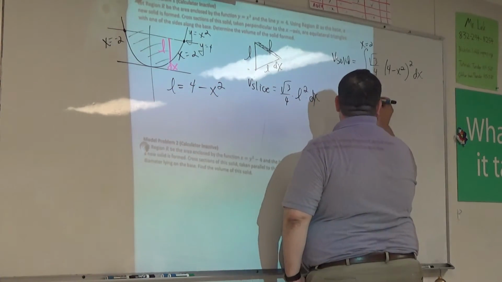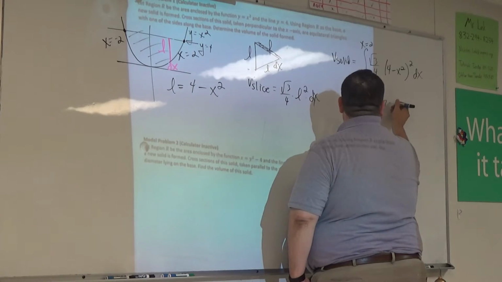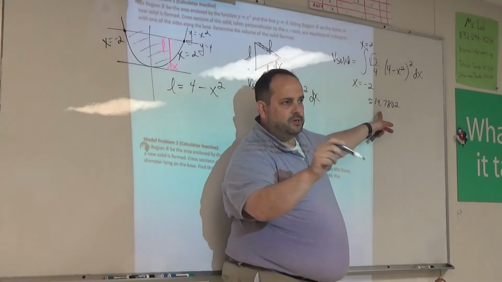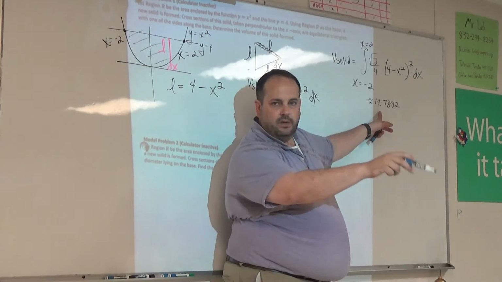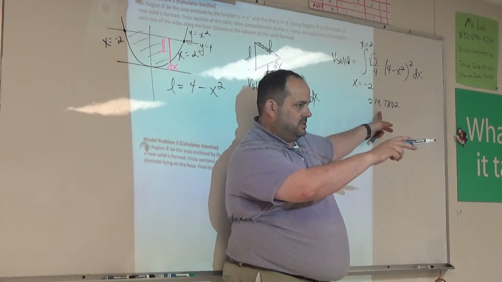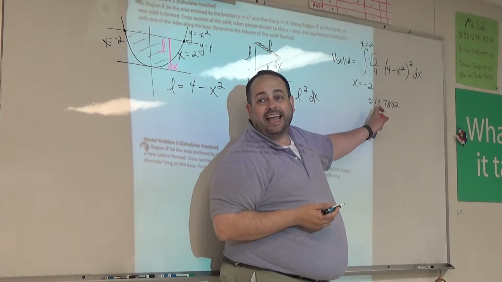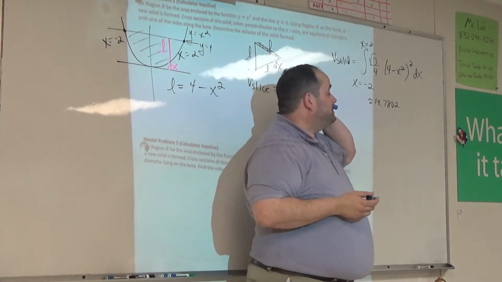What'd you get, Edgar? 14.7802. Okay, Edgar's offering up 14.7802. Anybody else get 14.7802? Kristen's got it, Giselle's got it. Abraham, we're good. That is a way to go about doing this.